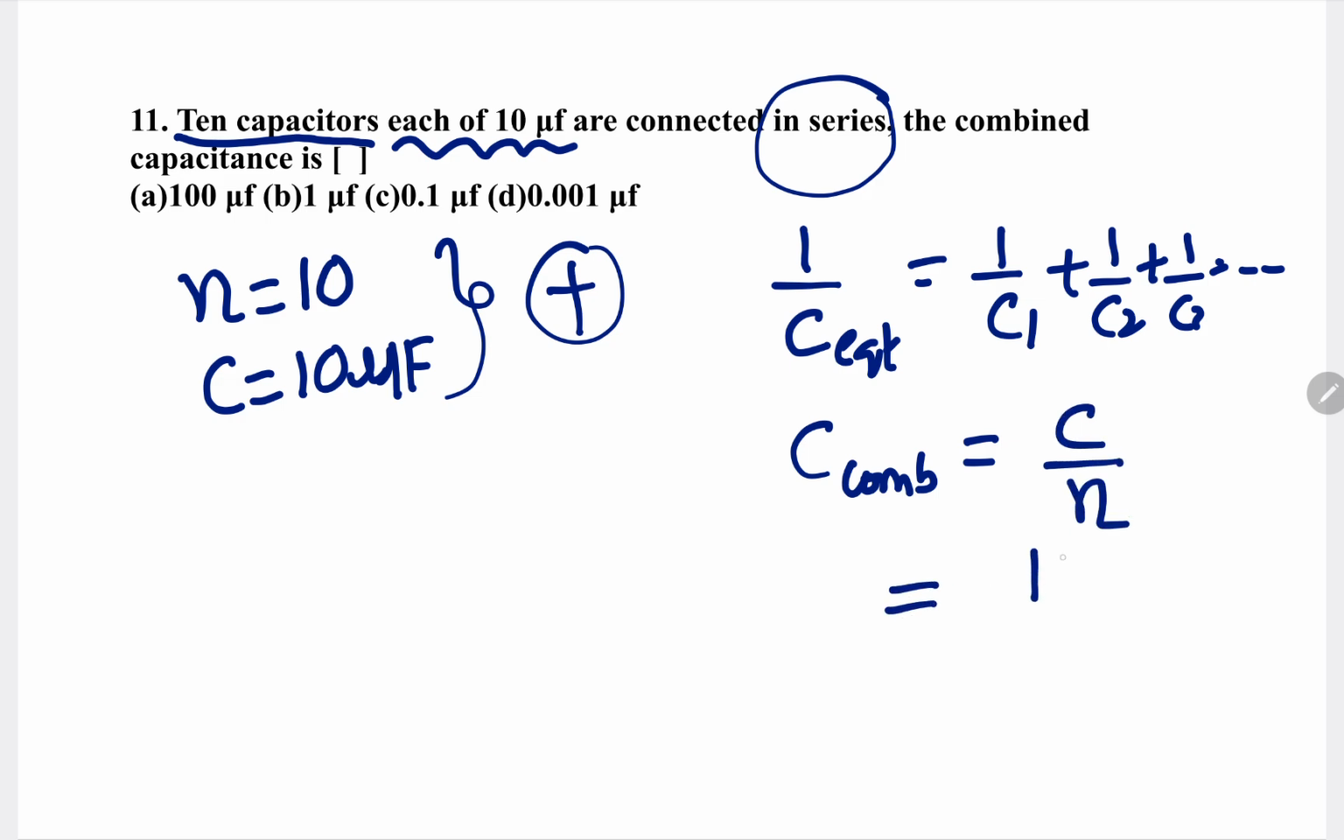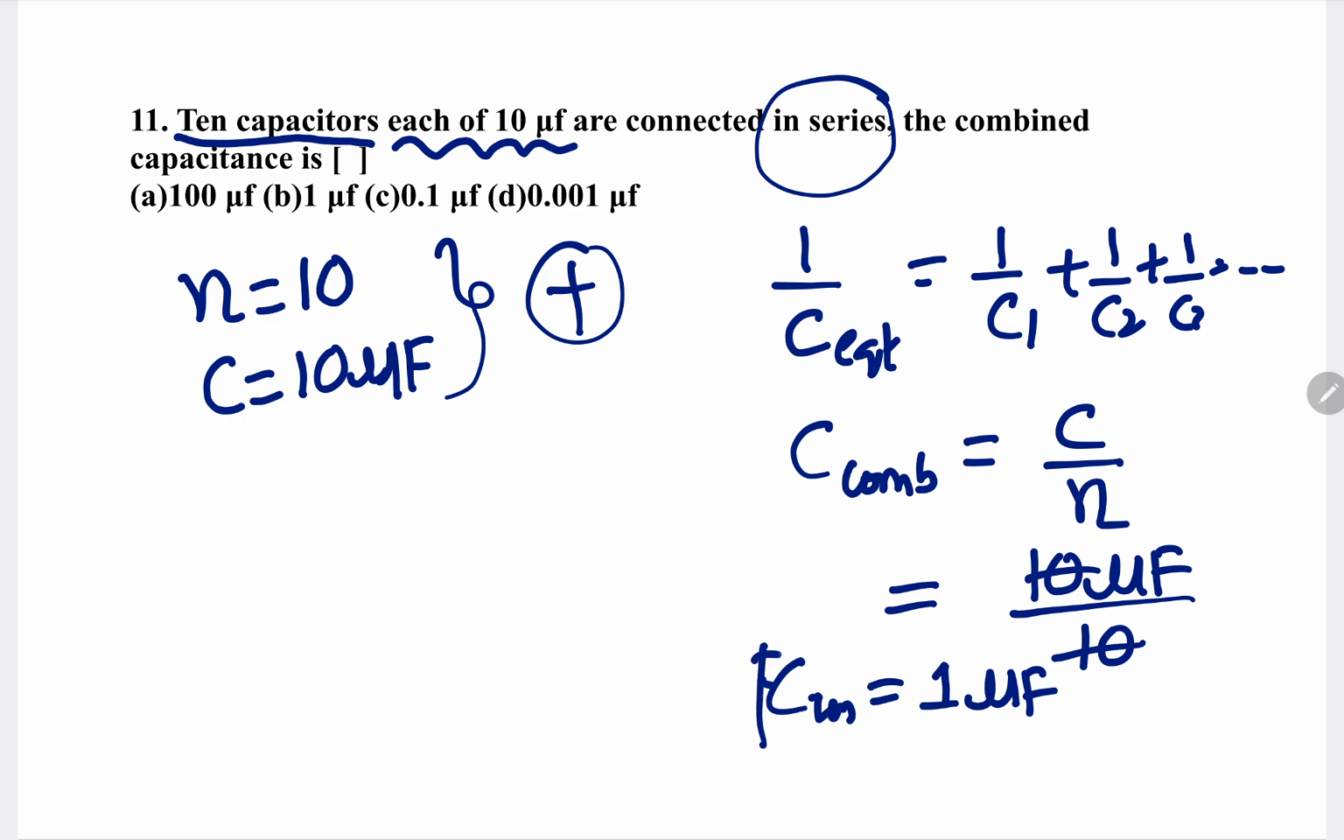What is the C value? 10 microfarad. What is the N value? How many equal capacitors are connected? 10. So what is the answer? We will get 1 microfarad. Combined capacitance or total capacitance is 1 microfarad. Answer is B.